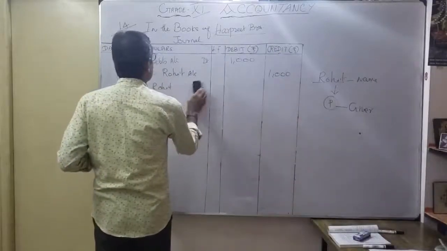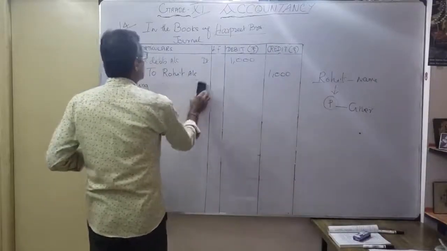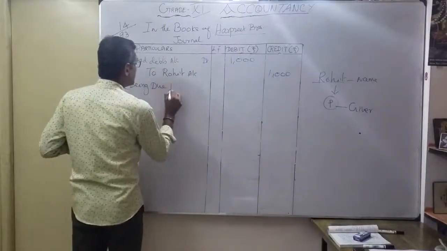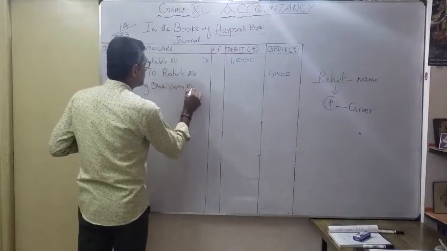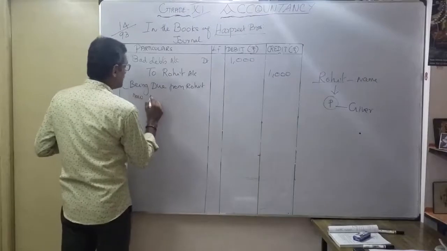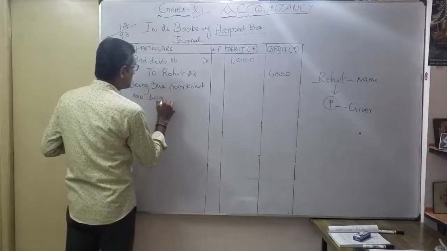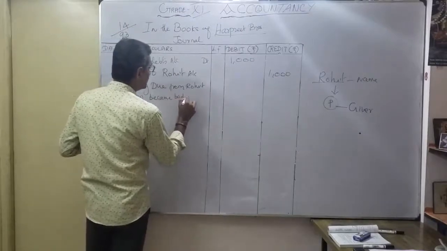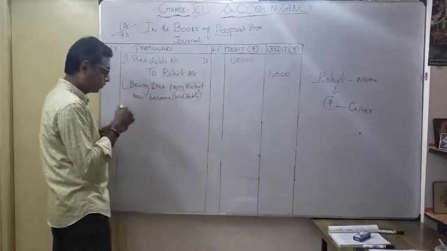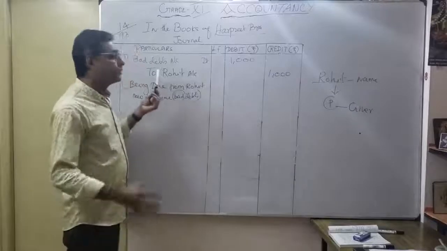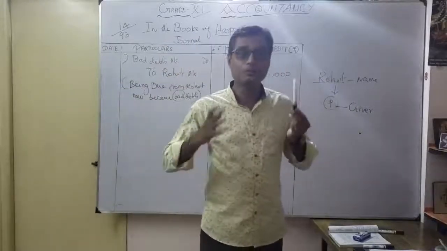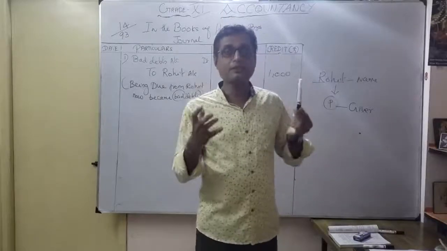Being due from Rohit, now become bad debts. The narration is very, very important. Okay, that means what? As a debt become bad debts. That's why I told it's bad. So you are unable to recover that money. It is never considered as a discount allowed. You should be very careful. You are unable to recover the 1,000 rupees.